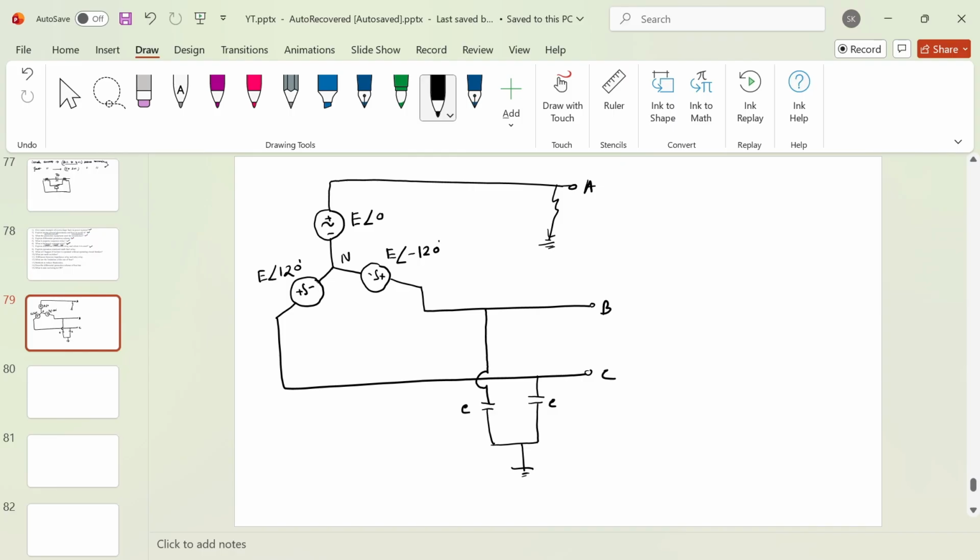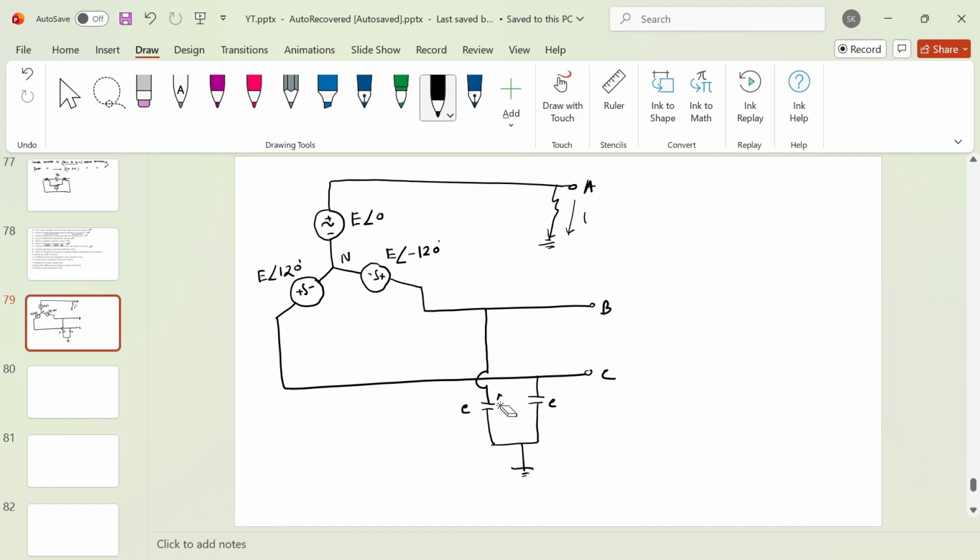Now, basically, one can think that the fault has occurred here, and there is no return path because the neutral is not grounded, so the fault current will not flow. One can think like that. But what will happen? This fault current will try to close its path through these capacitors, and a fault current will flow.